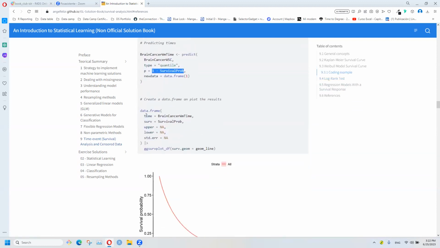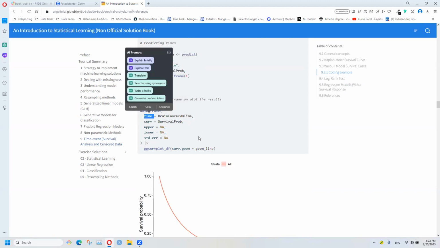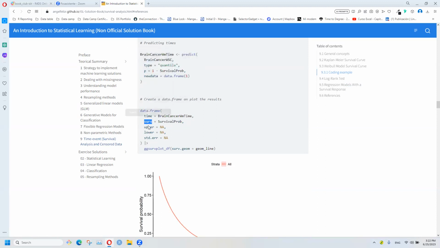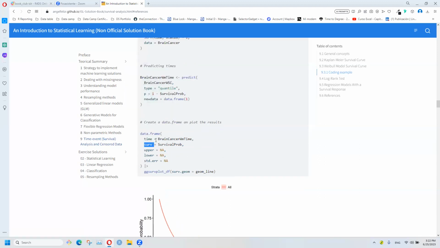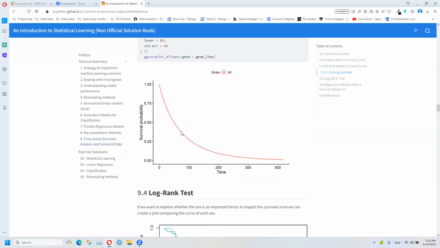We create data frames with this variable, and this package is really specific about how it expects the information. So the time needs to be in the time column. The survival probabilities should also be in the sub column, so there is no option here to change that. And we can plot here the survival curve based on the Weibull distribution.